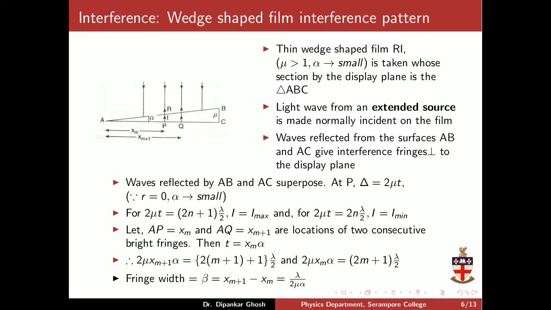So what is the fringe width? The fringe width is the difference of x_(m+1) and x_m. It is equal to λ/2μα. Fringe width is directly proportional to the wavelength of light, so if we are using larger wavelengths, we are going to have wider fringes. It is inversely proportional to refractive index. If the refractive index of the material of the wedge-shaped film decreases, we are going to have wider fringes. If the angle is small, we are going to have wider fringes. If the angle is large, we are going to have thinner fringes. So we see that all these fringes are linear, and these fringes have uniform fringe width. So that's the end of the wedge-shaped film interference topic.